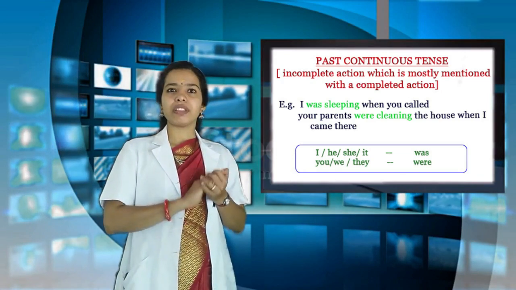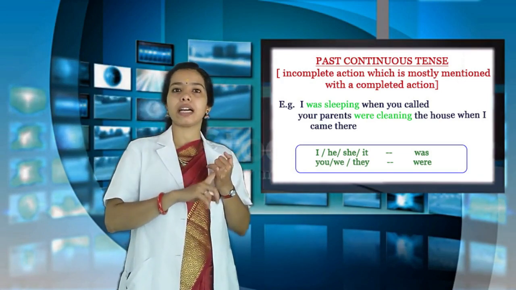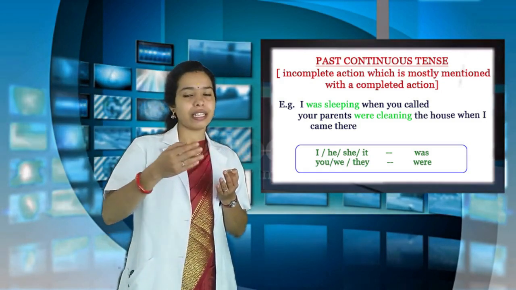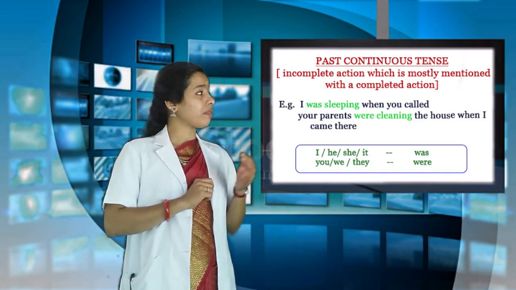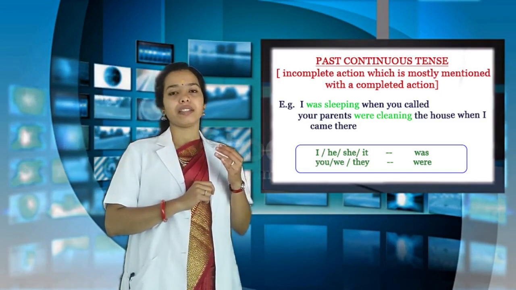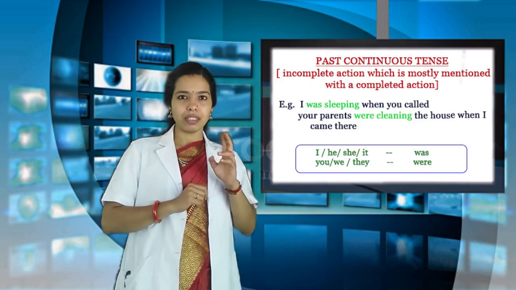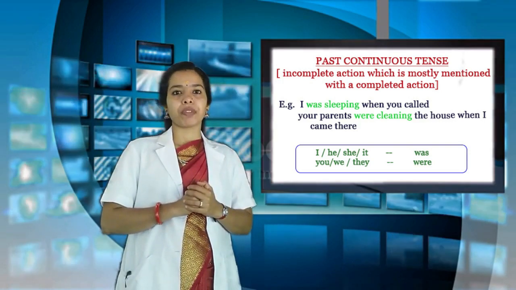Okay. So we will use was mostly with the pronouns like I, he, she and it, because all these are singular. And then along with you, we and they, we will use the auxiliary verb were. Okay. So that is the thing which you have to remember.